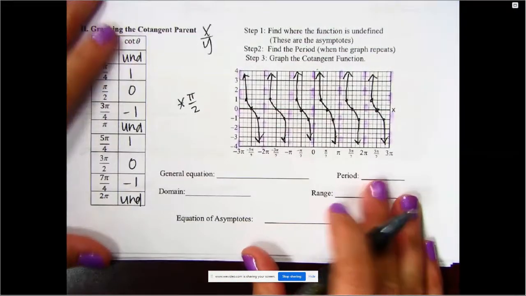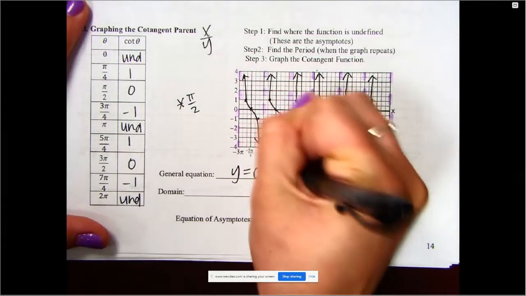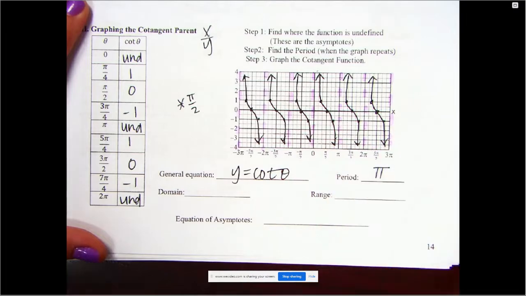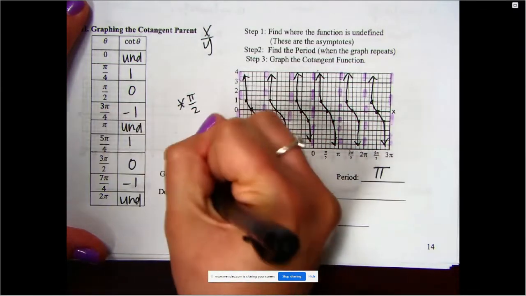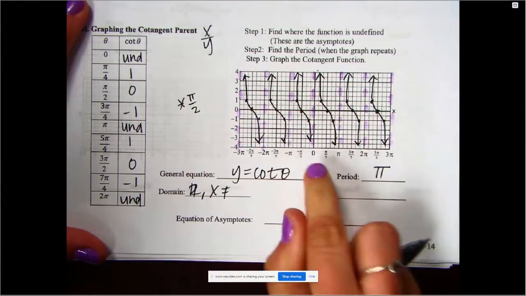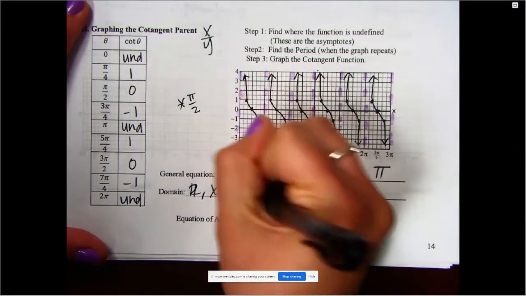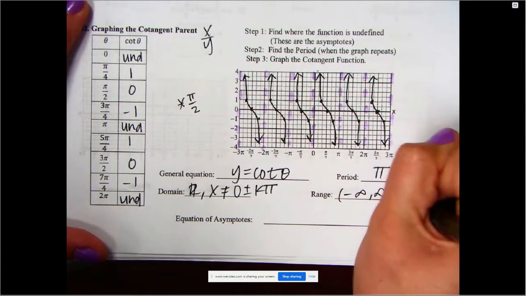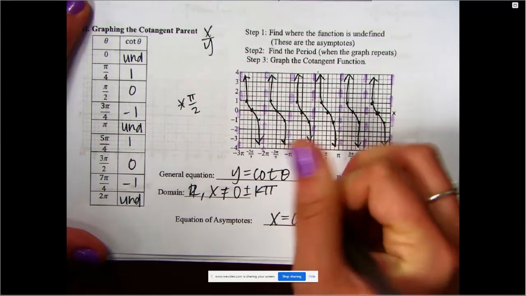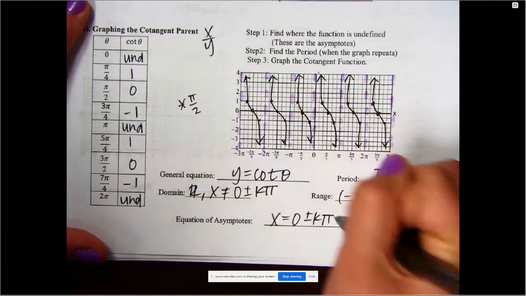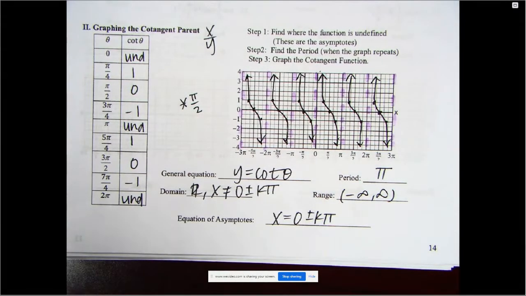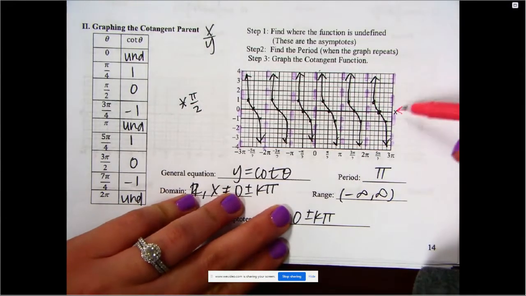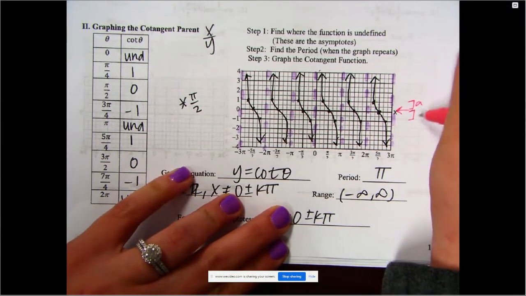General equation, I'll write the parent, y equals cotangent theta. Period, still like tangent, is pi. That's the section that's repeated. Domain, it's everything except where the asymptotes are. So I'll pick the asymptote of 0, plus or minus k pi. Range is also all real numbers. And then I'll use the same equation for asymptotes that I used in the domain. Same as tangent, this is like our sinusoidal where our vertical shift is. And then we go up and down the amplitude.